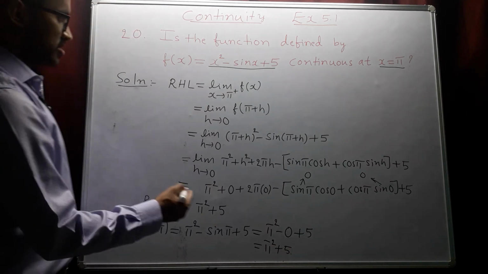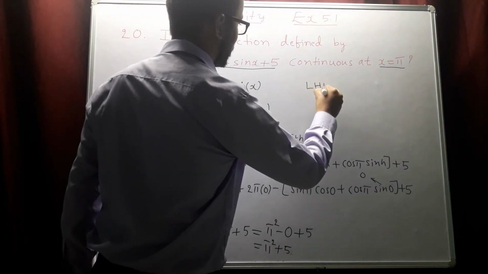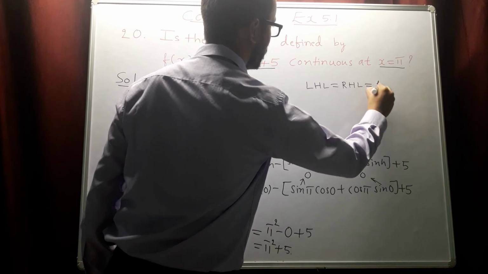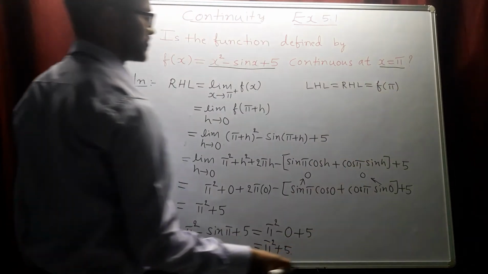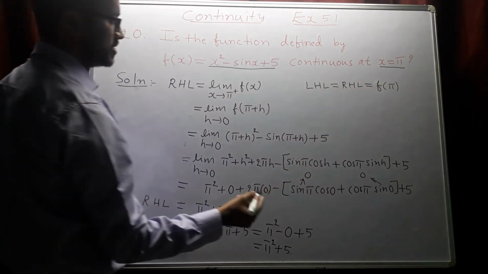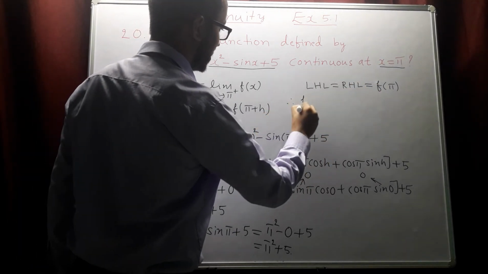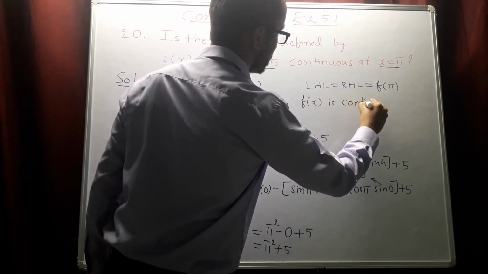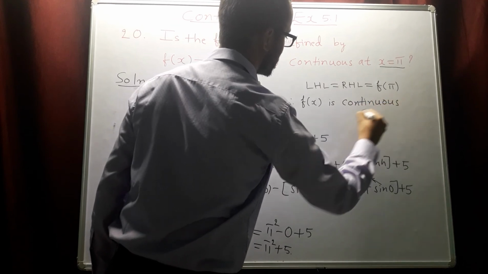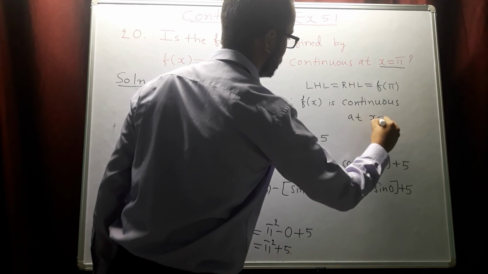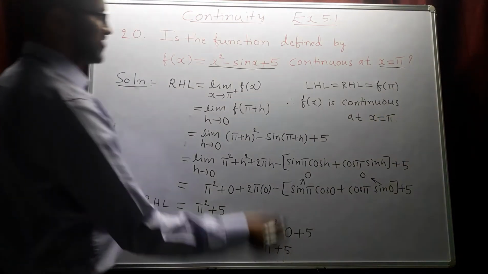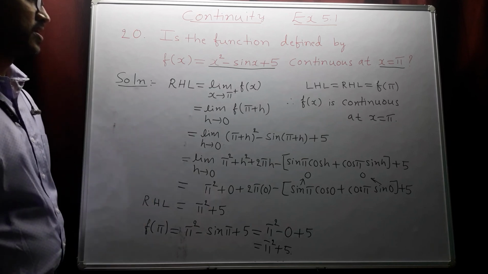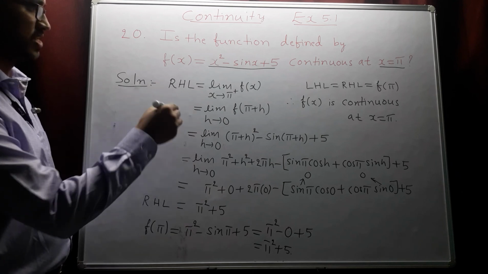So clearly we got the left hand limit, π² + 5, equal to the right hand limit, which is also π² + 5, which is equal to f(π). So all the values are the same. So what we can say is that the function f(x) is continuous at x = π. The function is continuous if the left hand limit is equal to the right hand limit, which is equal to the value of the function at the given point.